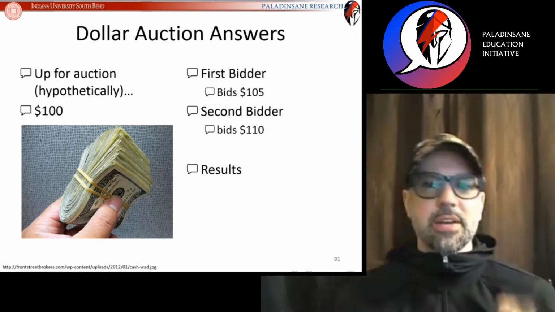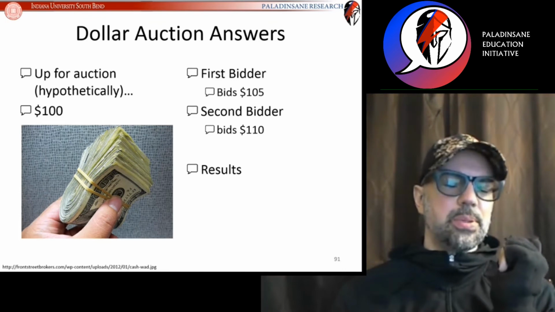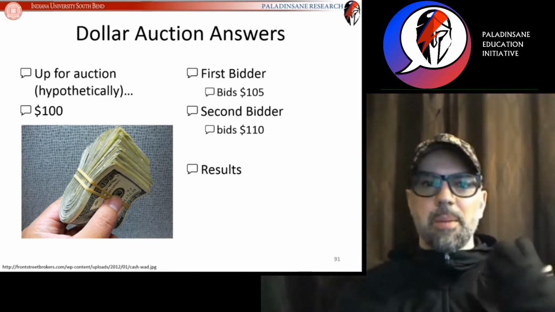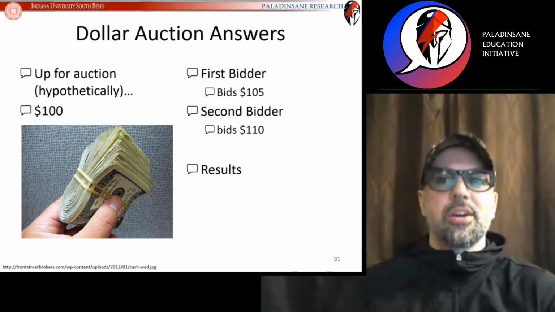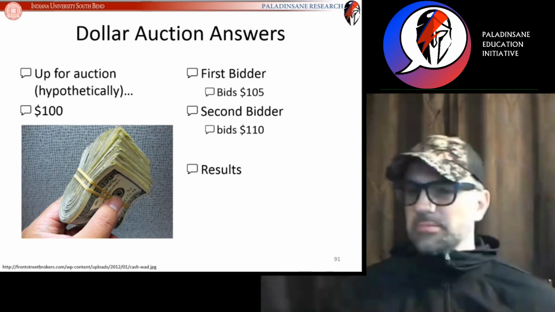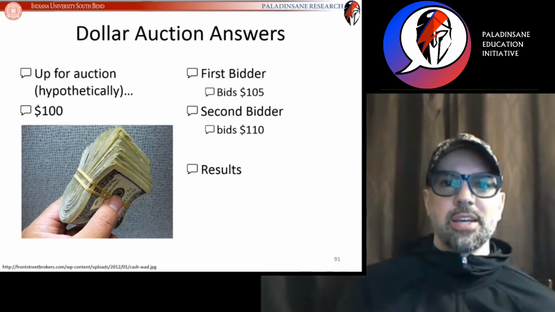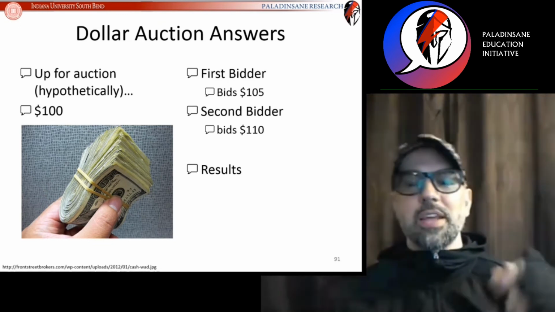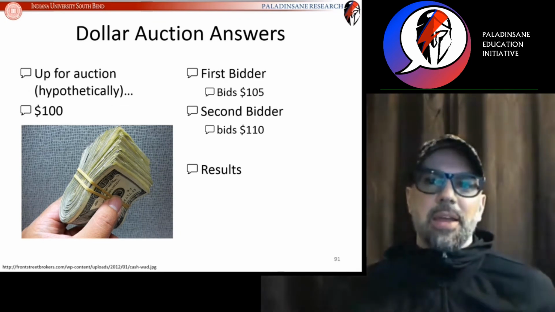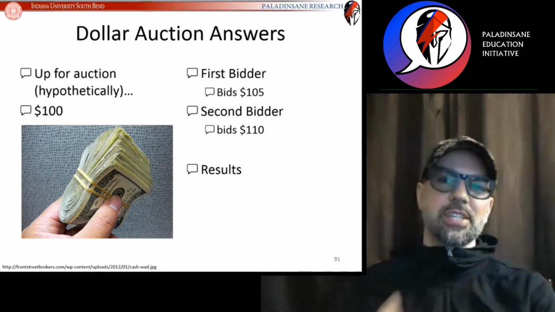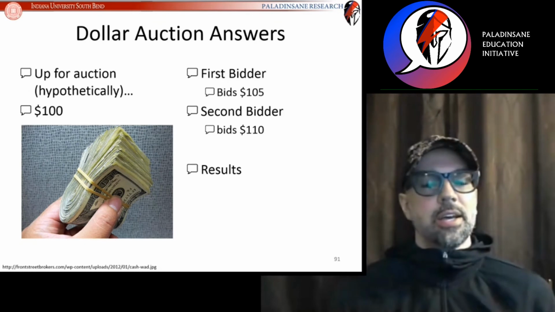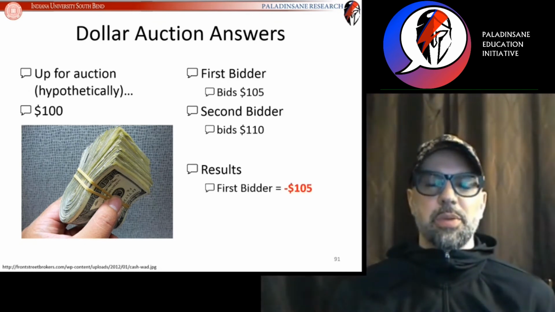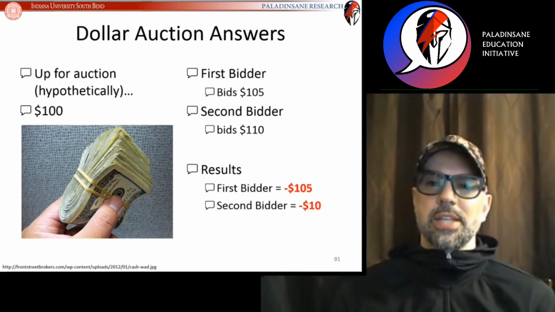So now each bidder looks like they're completely irrational, because they are bidding over $100 to win $100. And that is not a rational decision, to say the least. But they've both been driven there by making completely rational decisions at each stage of this auction. So if the auction ended here, the first bidder would be out $105. The second bidder would only be out $10.